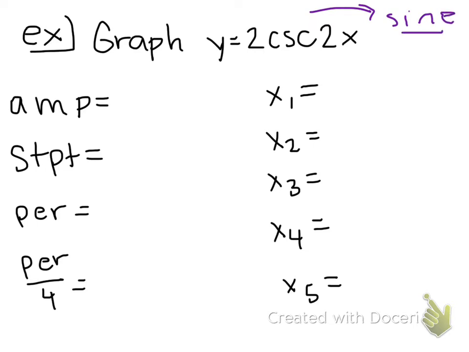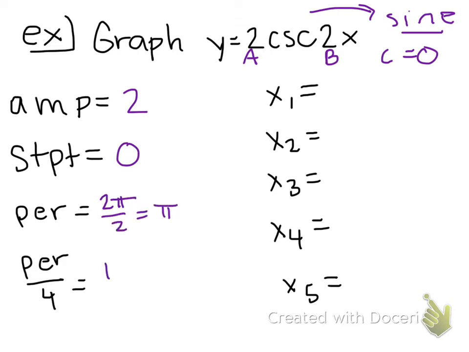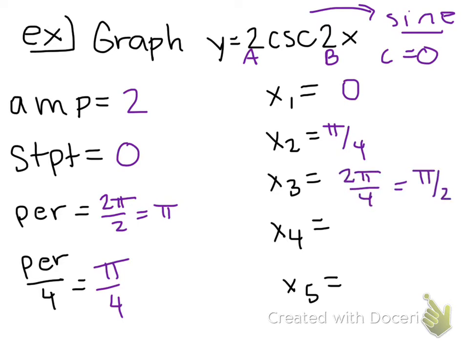So A is 2, B is 2, C is 0. So my amplitude is 2, my starting point is 0, my period is 2 pi over 2, which is pi, and period over 4 is what we're adding each time. So my x1 is 0, and we have pi over 4, 2 pi over 4, which is pi over 2, 3 pi over 4, and lastly 4 pi over 4, which I'm just going to reduce to pi.